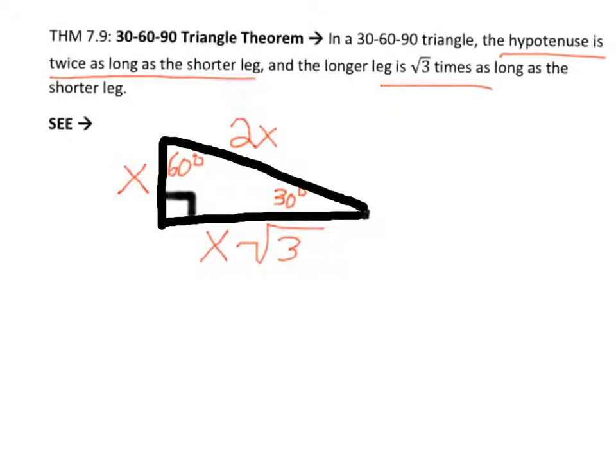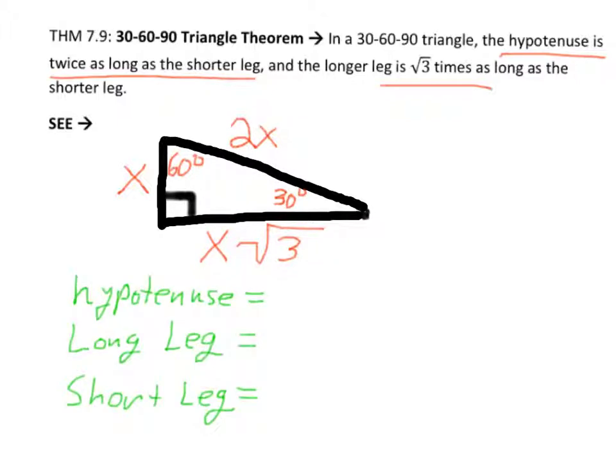Okay, so this is the relationships in a 30, 60, 90 triangle. We can sum these up in three formulas here, one for the hypotenuse, one for the longer leg, one for the shorter leg. I know I kind of threw a bunch of stuff on the screen there, so you might need to pause real quick and jot that stuff down.